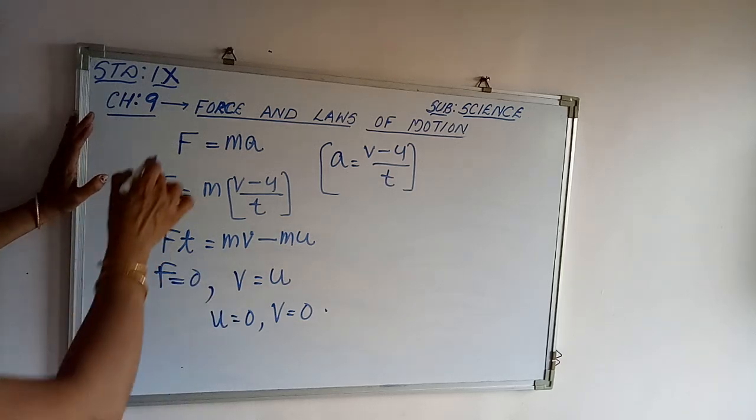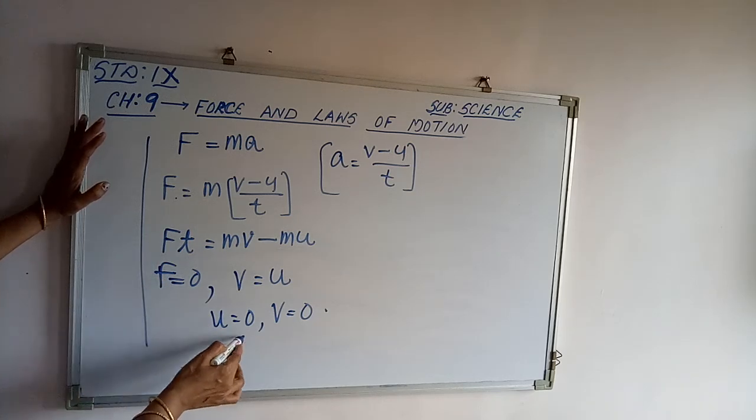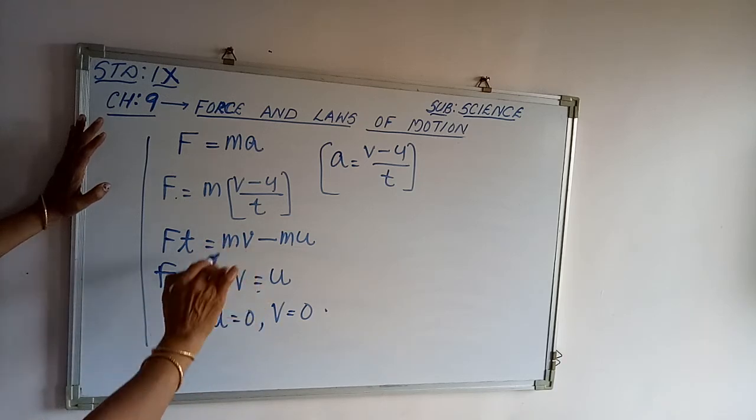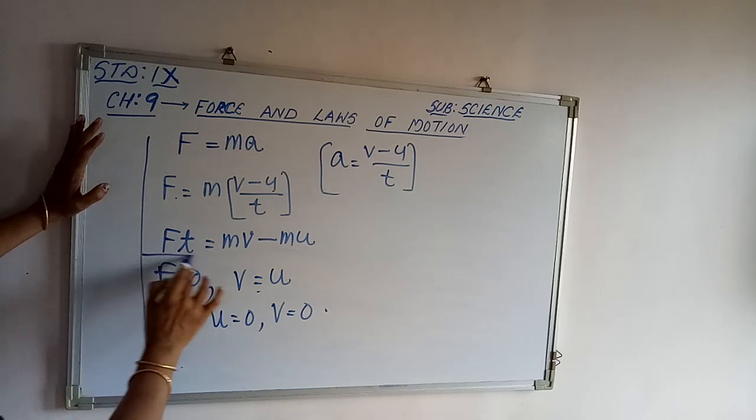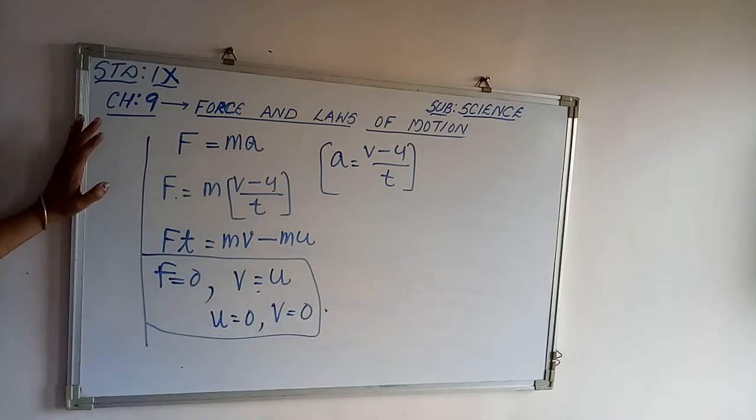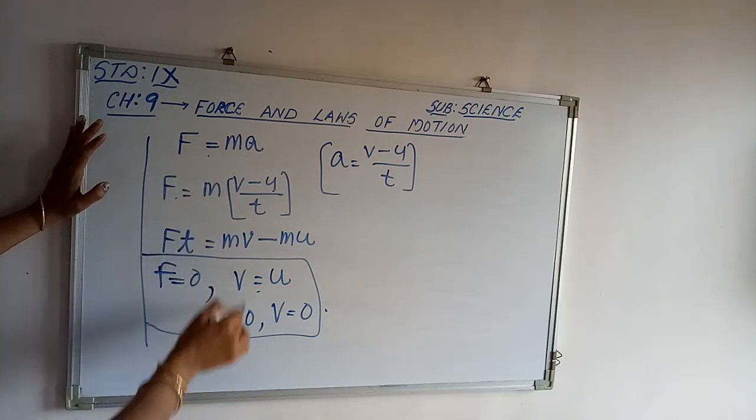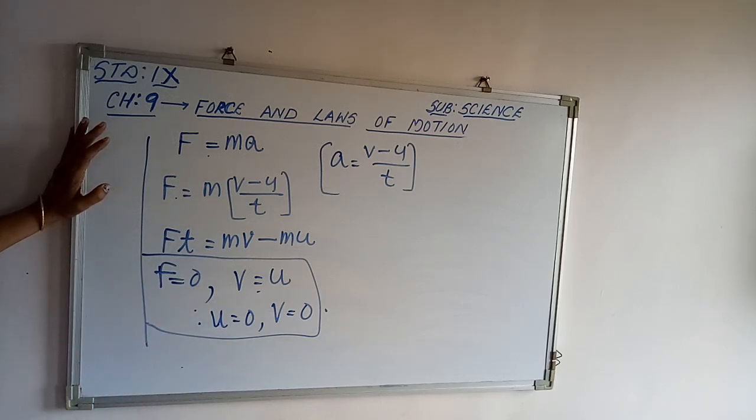Now tell me, what is Newton's first law of motion? The object will remain in its state of rest or of uniform motion until it is acted upon by an external unbalanced force. We have proved it now, isn't it? Clear to you? That is what we have derived from Newton's second law of motion. We have stated the first law of motion. Is that clear? I hope the topic is clear to you.